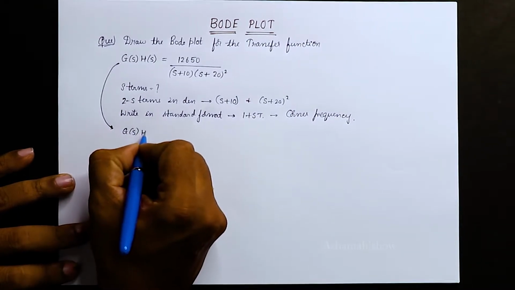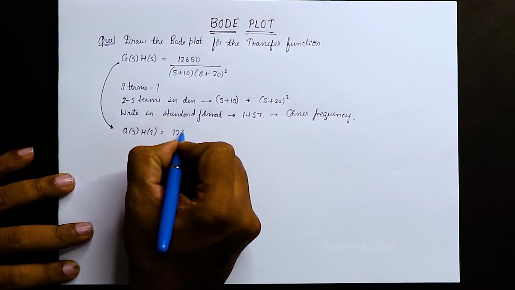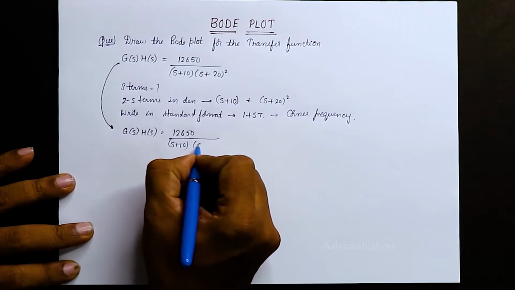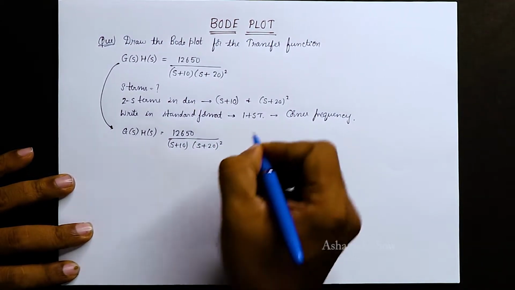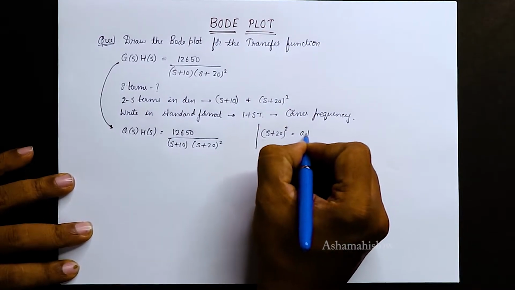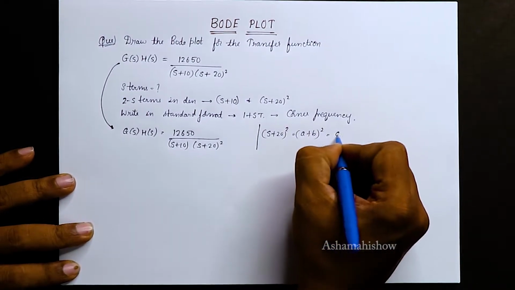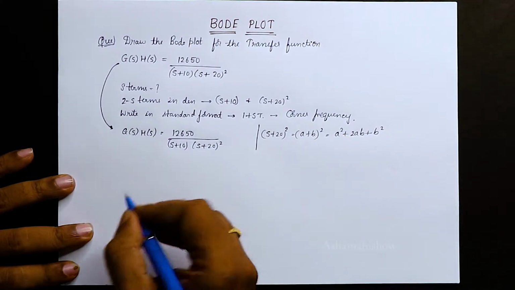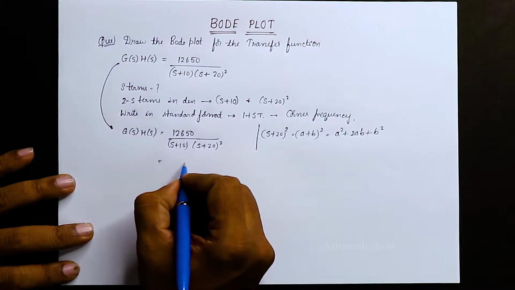So G of s into H of s is equal to 12650 by (s plus 10) into (s plus 20) whole square. This (s plus 20) whole square is in the format of (a plus b) whole square, right? And so this is a square plus 2ab plus b square. So let us simplify and evaluate this.